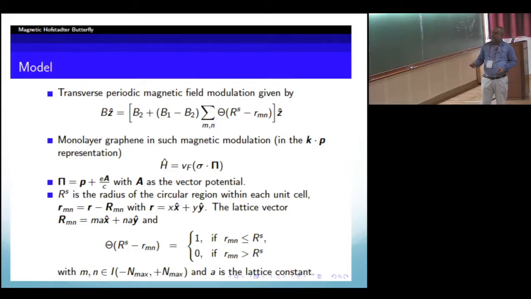Of course, we have taken all necessary approximations: we are in the K dot P representation, so it is very close to the Dirac point, and so on and so forth. And we can just write this corresponding equation for the monolayer graphene in the presence of this, and this is going to be our magnetic field profile.